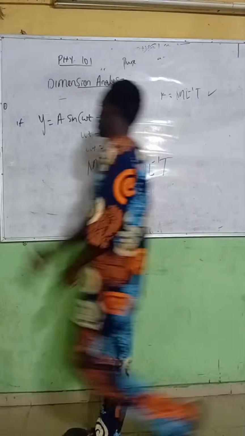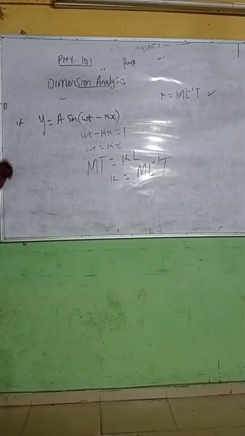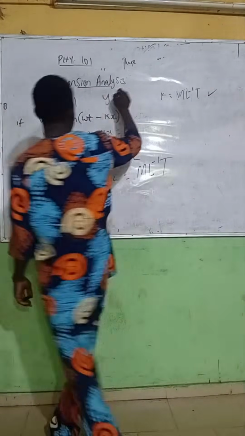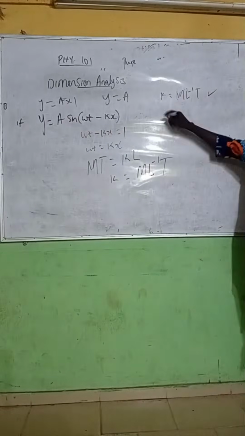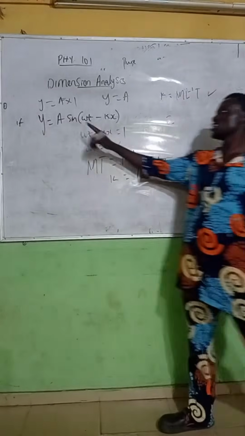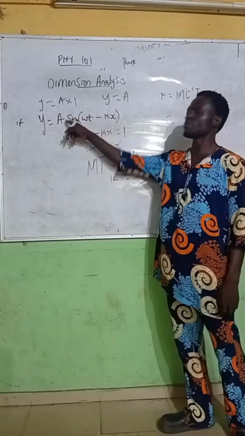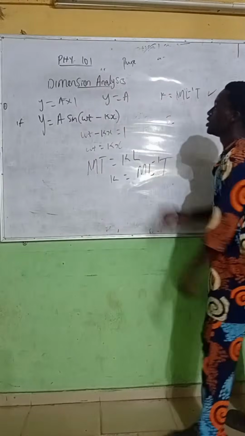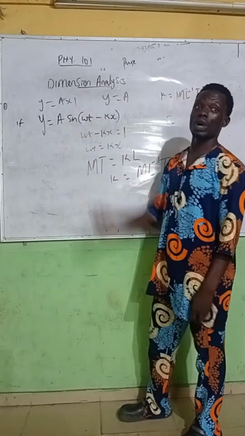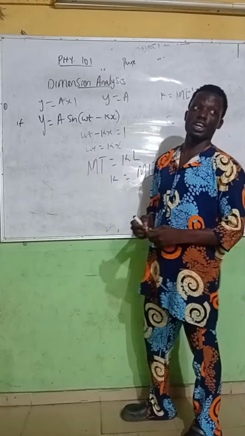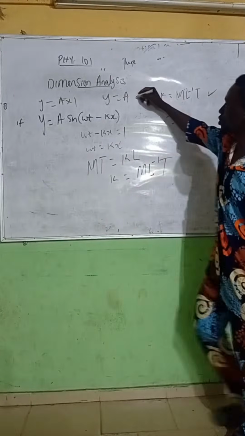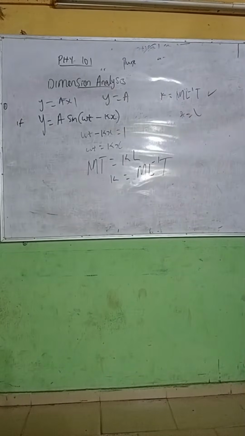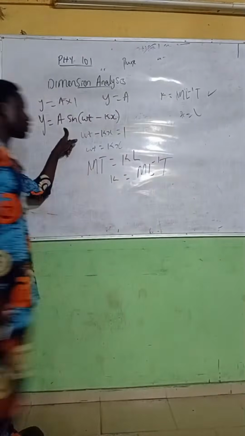Are we together? What of A? A is L. So here we have y equals A times 1, and that means y equals A. Whatever is here, whether it's trig or not, since it's multiplying A, you can conclude A is L only because everything here is 1. If everything here is not 1, you can't conclude that A is L. So y equals A, then since y is in meters, A is also in meters.